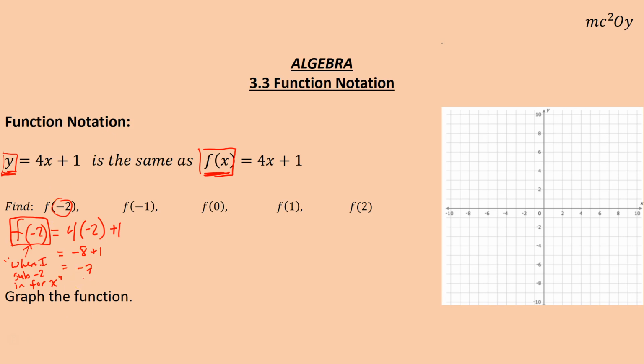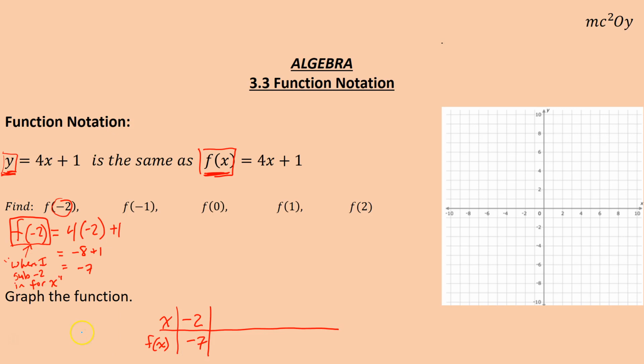And if I show that in a table format, in fact, I'm going to do a table format over here to show that, well, when x is negative 2, f of x, or y if you want to think of it that way, is negative 7. So my input of negative 2 gives me an output of negative 7.